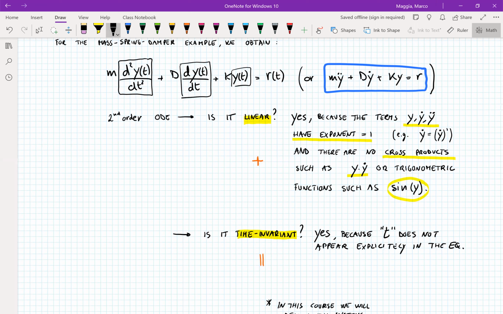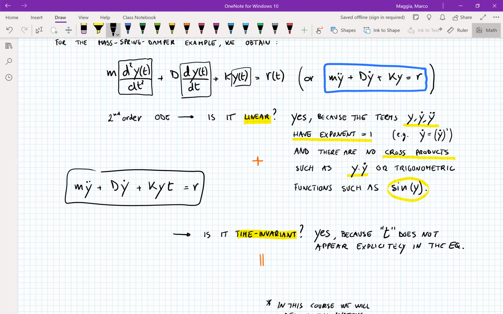For instance, if we had m y double dot plus d y dot plus k y(t) equals r, well, this equation would still be second order and linear, but time varying.